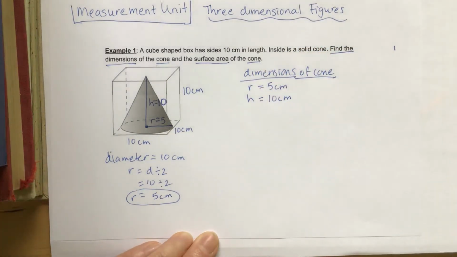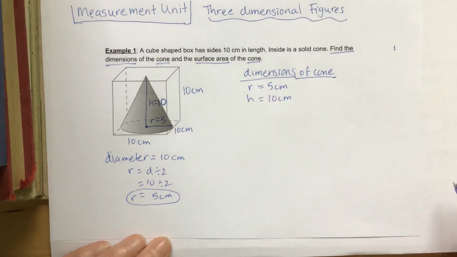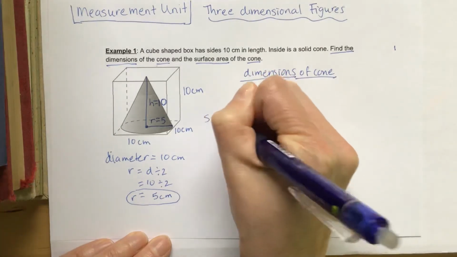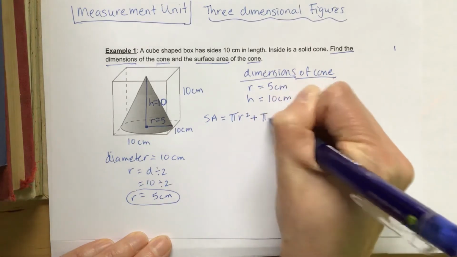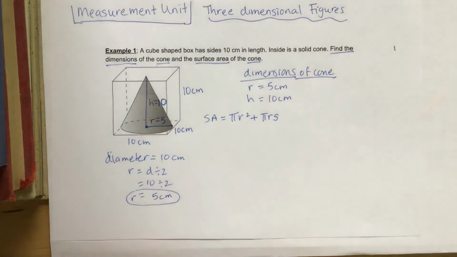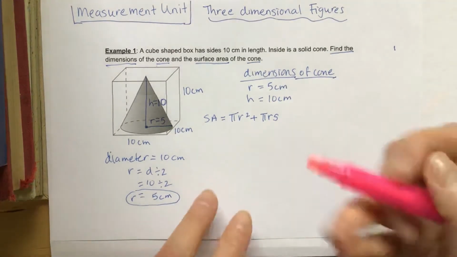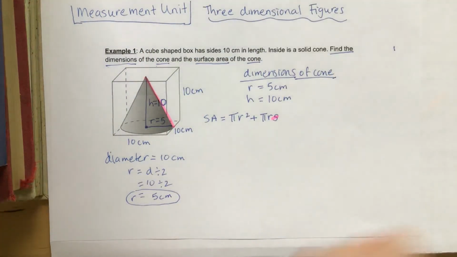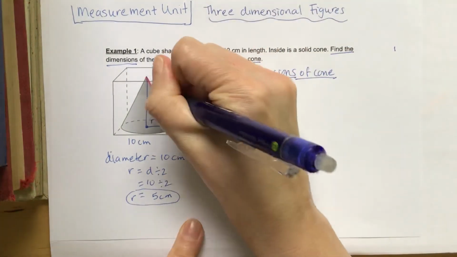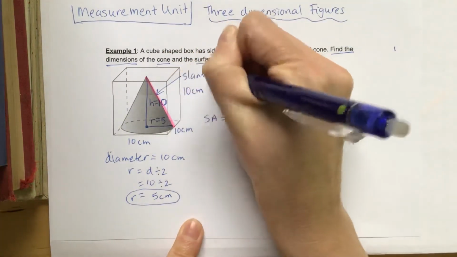Now we are asked to find the surface area of the cone. So for the surface area, let's write out our formula. The surface area of the cone is equal to pi times radius squared plus pi times radius times the slant height. So we don't have the slant height of our cone just yet. So we're going to need to solve for that. And the slant height is this part right here. There's our slant height. So let's just label that. Slant height.